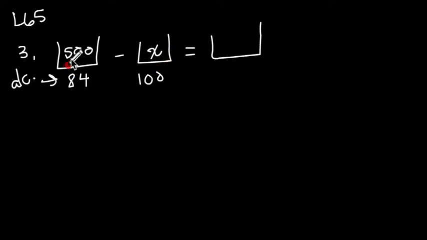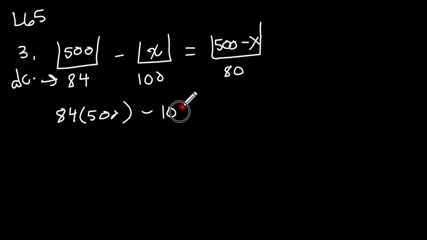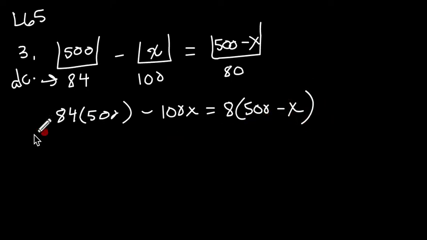Okay, and then what's left in the bucket, if we take out X milliliters, we have 500 minus X, and we want it to be 80%. This is a one variable problem, so we only need one equation. So you're just going to multiply the percent times what's in the bucket. So it's going to be 84 times 500 minus 100 times X, and then it's going to be 80 times 500 minus X. Distribute that through.